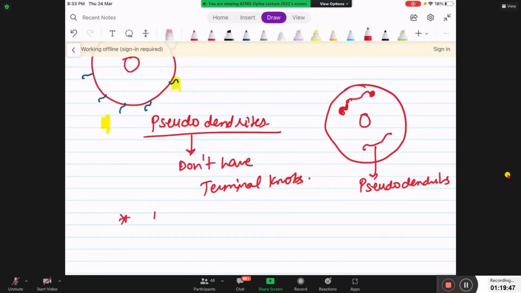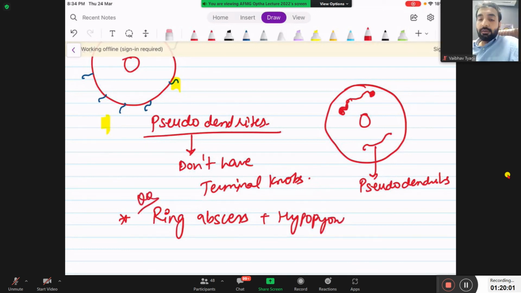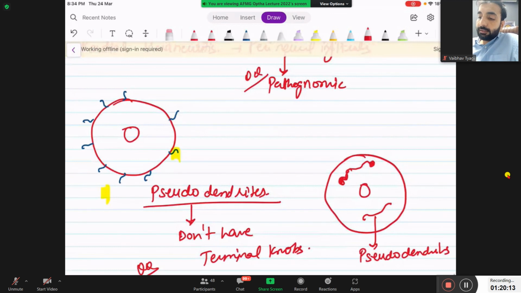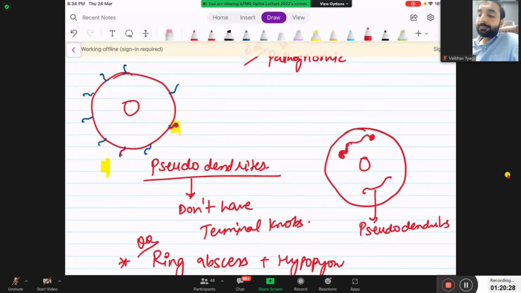The next important sign is you will see ring abscess and hypopyon. Important question: ring-shaped abscess is seen in which type of ulcer? Acanthamoeba. Someone of you has asked once again about radial keratoneuritis. As I have drawn in this diagram, these are the nerves supplying the cornea at the limbus. Acanthamoeba directly invades the corneal nerves. That is why it is called radial keratoneuritis, and that is why it is causing severe pain to the patient.